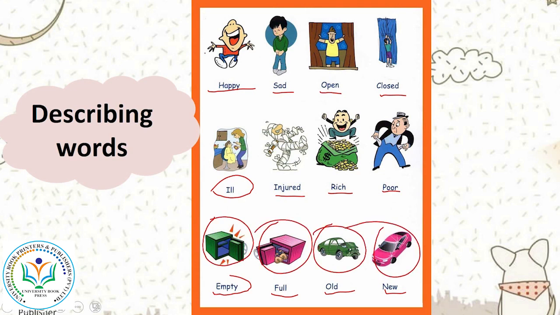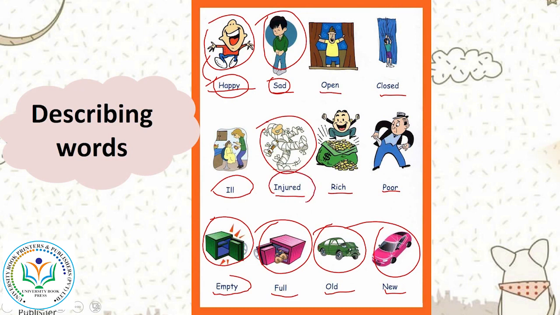For example, this person is laughing here. And the word happy is describing that this person is happy. That's why he's laughing. And this person is sad here. You can see the expression here, and the word sad is describing it. And this person is injured. You can see he's injured. The word injured here is describing it. The car here is old. You can see it's not in good condition. So the word old here is describing it.